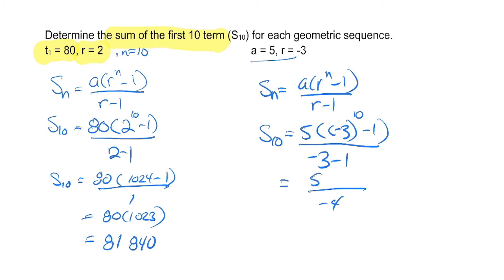5 times, well, negative 3 to the power of 10 is 59,049 minus 1. And once we work all that out, our final answer is negative 73,810.